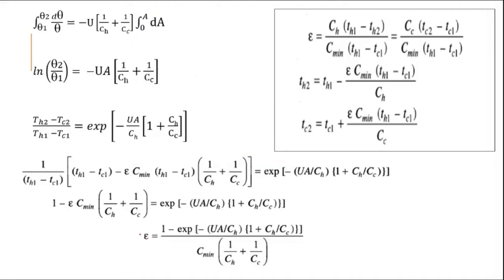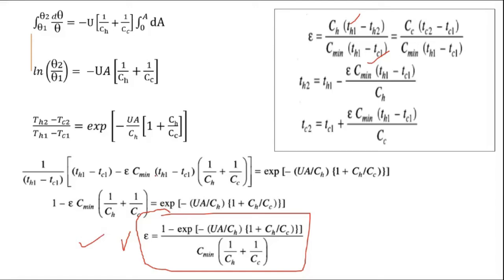But for the effectiveness case, if the inlet temperatures TH1 and TC1 are given, and all the data required for design purposes are given, then you can find out the effectiveness first. Later, you can find out the outlet temperatures. Once you have the outlet temperatures, you have all four temperatures. Now you can find the rate of heat transfer by any method.